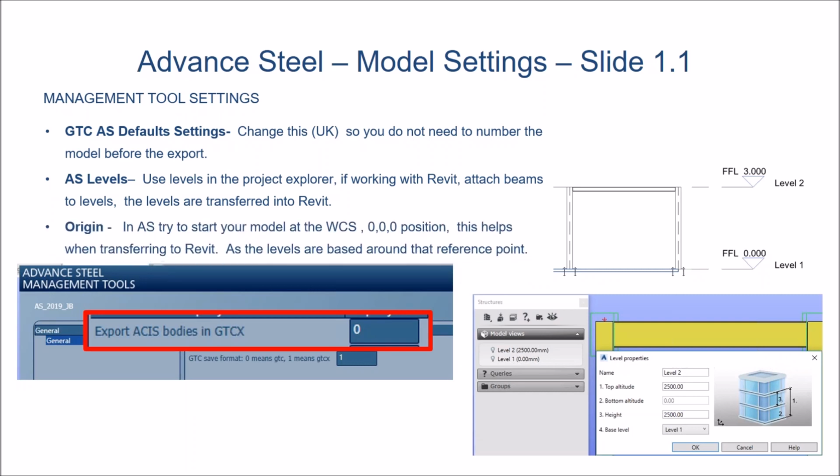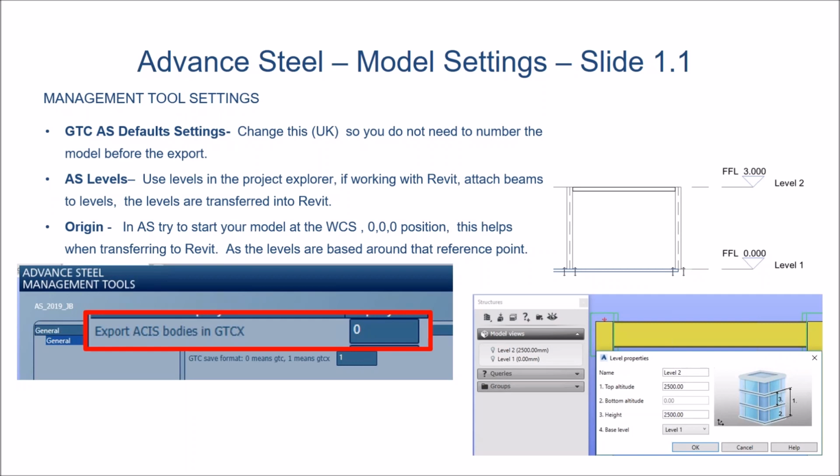If you're using levels inside Advanced Steel, obviously use them via the Project Explorer. Make sure the beams are attached to them. If they're attached to them, when you transfer it to Revit, the levels will come across into Revit. Obviously, just make sure in the Revit file that you're bringing it in, possibly only have the base level in. Don't have multiple levels in. I've found sometimes it does get confused and you end up with a few offsets from the actual level to the actual beam position. And obviously, try and work about the origin in both platforms. It just makes it a lot easier to transfer.